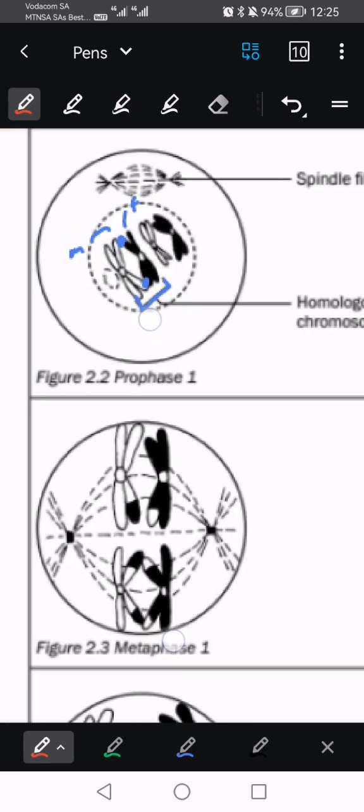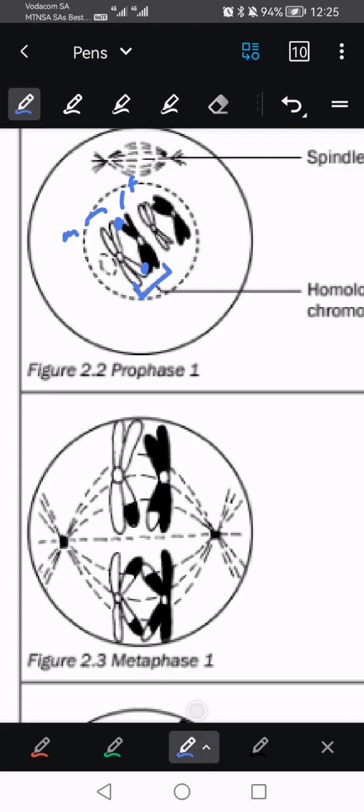Now we're going to look at metaphase 1. So now we can see the result of crossing over. Can you see this would be the result of crossing over. This is showing us that crossing over has taken place. This is showing us that there was a swapping of genes.